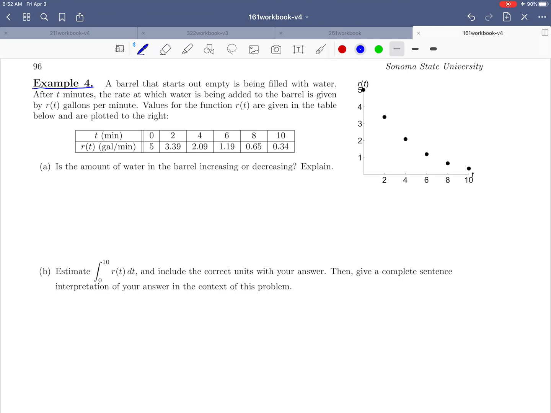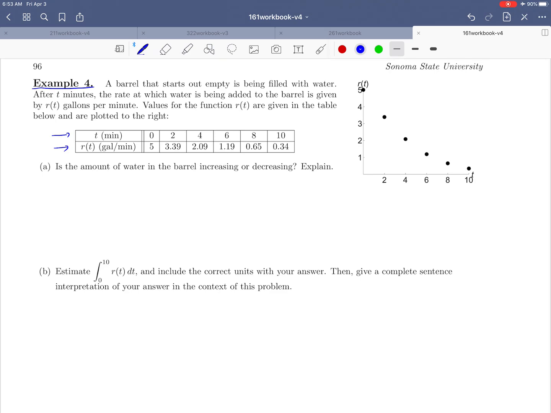They tell us that we have a barrel that starts out being empty and it's being filled with water. After t minutes, the rate at which the water is being added to the barrel is given by r of t gallons per minute. And you can see down below that we've got a table that's giving us data about that function r of t. In particular, the first row is time in minutes, and the second row is the rate at which the barrel is being filled in gallons per minute. And over to the right here, we've got a graph of that same data.